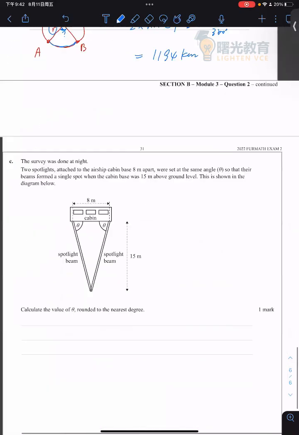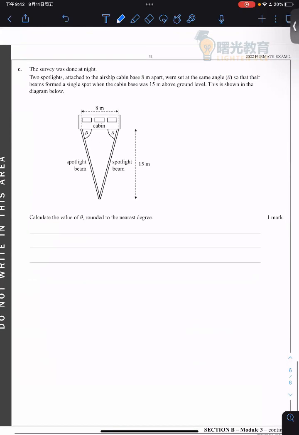All right, last one. Now, that survey was done at night. 2 spotlights attached to the airship cabin base, 8 meters apart, were set at the same angle so that their beams formed a single spot when the cabin base was 15 meters above ground level. This is shown in the diagram below. Calculate the angle, rounded to the nearest degree.